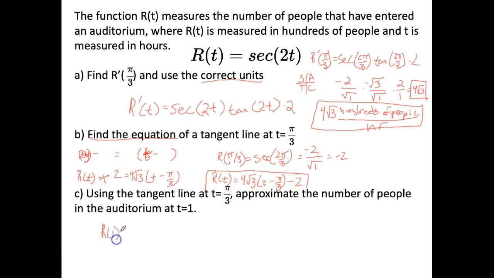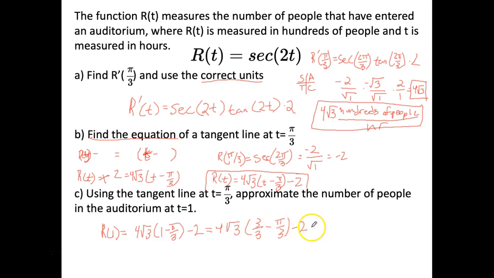R of 1 equals, okay, so it's going to be 4 square root of 3 times (1 minus pi over 3), minus 2. And you can kind of simplify this a bit if you'd like. Let's find a common denominator here. So we're going to have 4 square root of 3, times 3 over 3. I'm switching the 1 to be 3 over 3, minus pi over 3, minus 2.